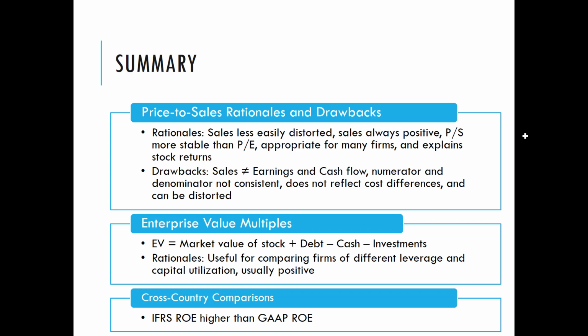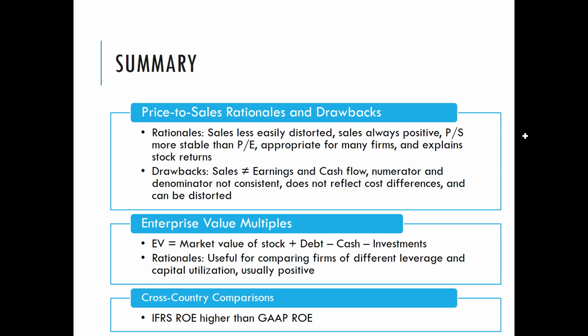And then we talked about the enterprise value multiples, which is essentially looking at the market value of stock and then adjusting it for debt, cash, investments and other minor things. So basically adjusting it for all the other capital providers. The idea here is that you're trying to compare firms with different leverage. So if your comparable firms have much more debt or much less debt than you, then you might want to use an enterprise value multiple.